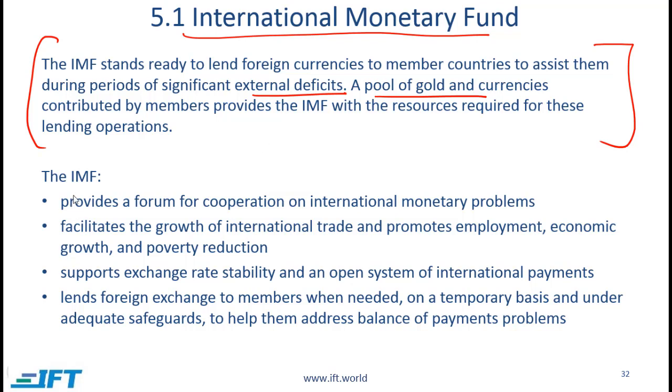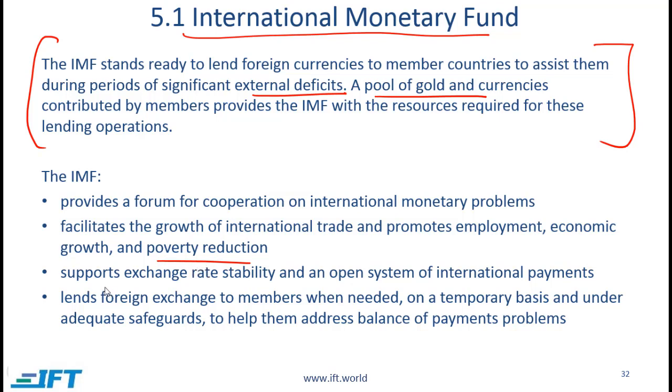The IMF provides a forum for cooperation on international monetary problems, facilitates the growth of international trade, and promotes employment, economic growth, and poverty reduction. You will notice that the World Bank also deals with poverty reduction. With the World Bank, that is a major objective. Here you can think of it as a secondary objective.